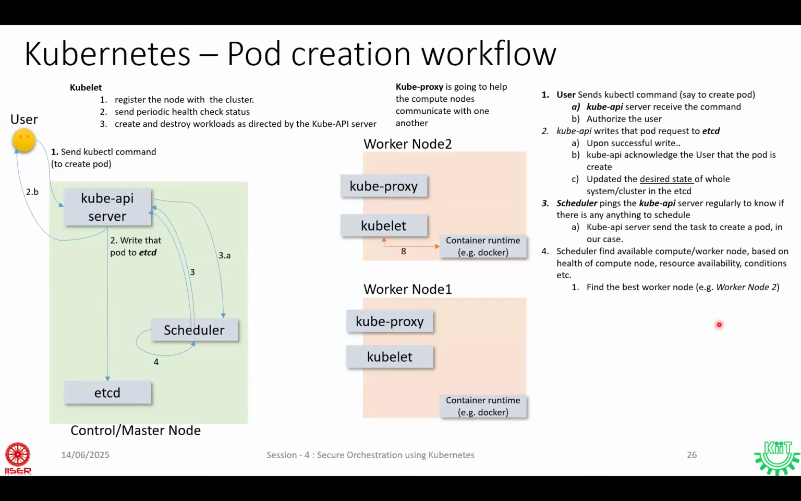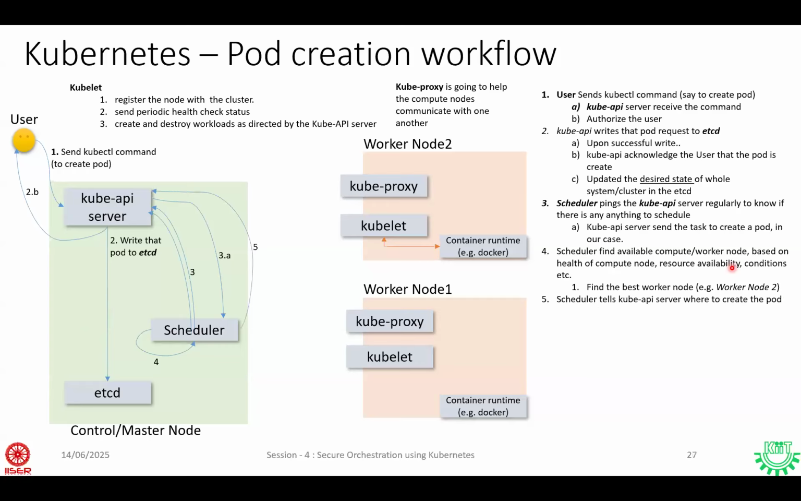And definitely when we say find the best worker node, it needs to look into the health of the node. It will look into the resource availability of the node and the condition also. Because sometimes you may say in the pod that do not create this pod in worker node 1 or worker node 3 or worker node 4. So those conditions also need to be taken into account to find the best worker node.